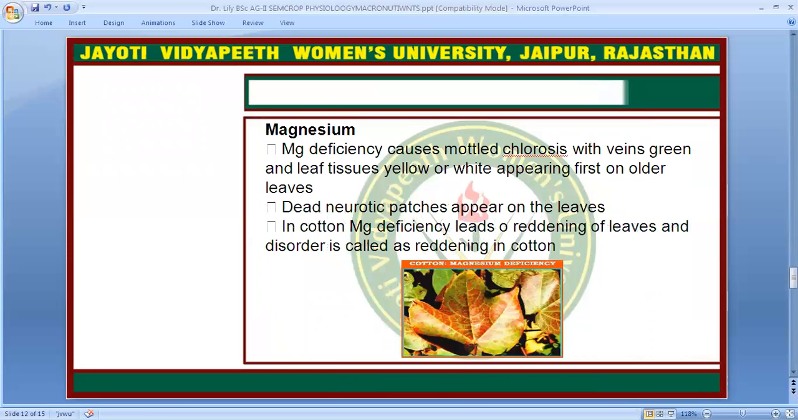Now, the deficiency of magnesium causes mottled chlorosis with veins green and yellow, tissues yellow or white, appearing first on older leaves. Dead necrotic patches appear on the leaves, and in cotton, magnesium deficiency leads to reddening of leaves and is called reddening disorder in cotton.